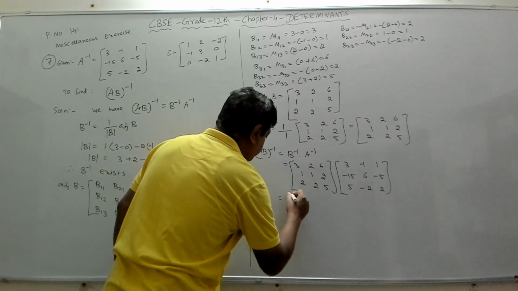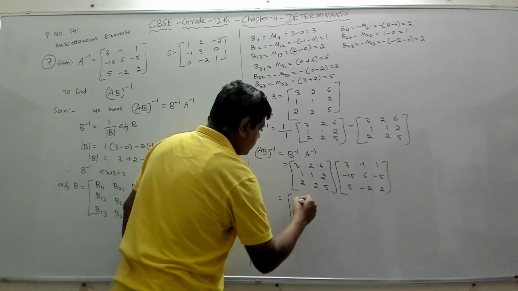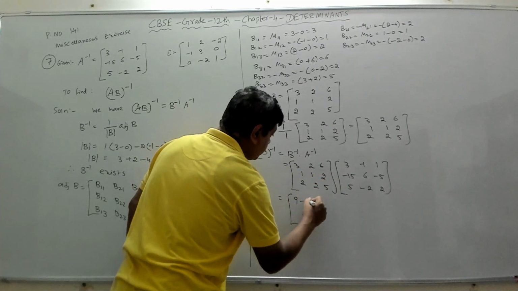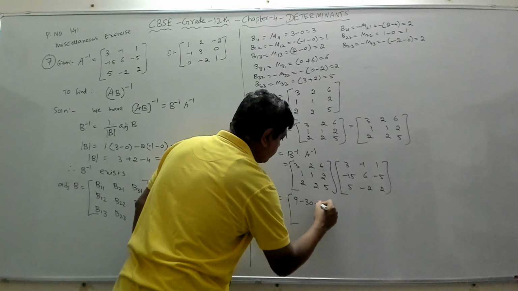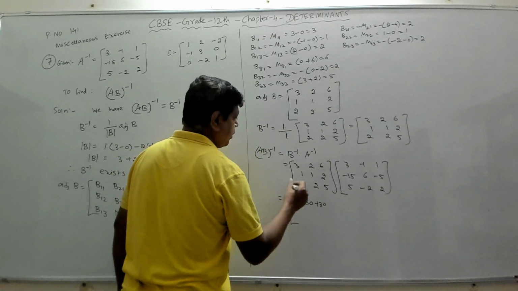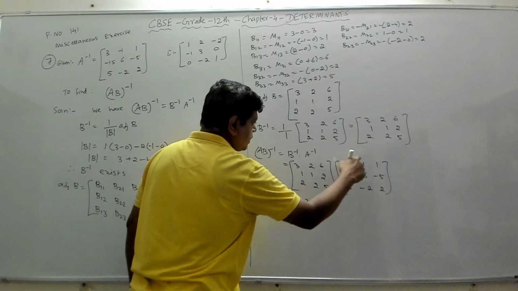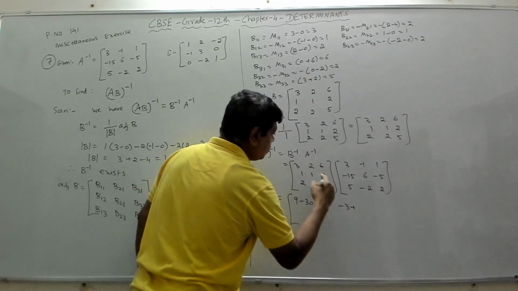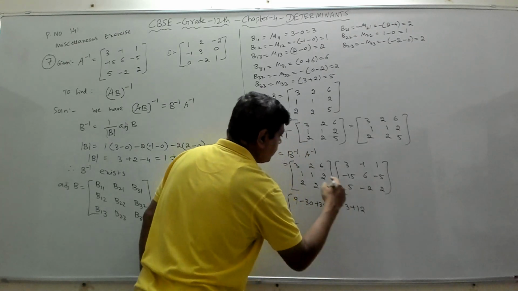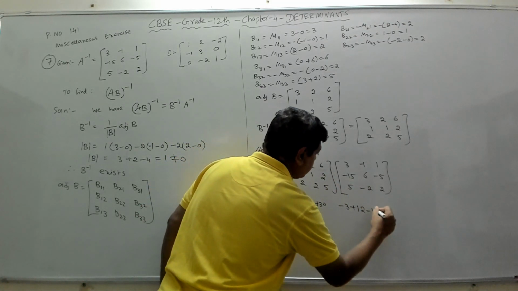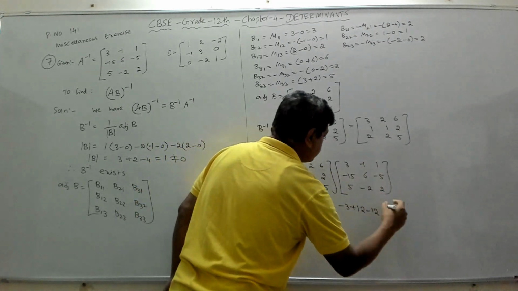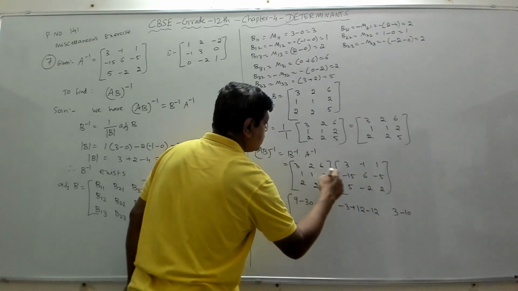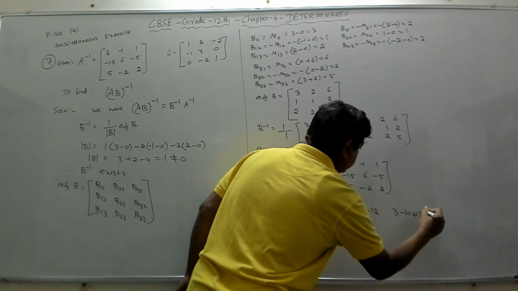So what do we get if we multiply? 3 into 3 is 9. Then 2 into minus 15 is minus 30. Then 6 into 5 is plus 30. That is first row with first column. Then first row with second column: 3 into minus 1 is minus 3. Plus 2 into 6 is 12. Then 6 into minus 2 is minus 12. Then 3 into 1 is 3. 2 into minus 5 is minus 10. 6 into 2 is plus 12.